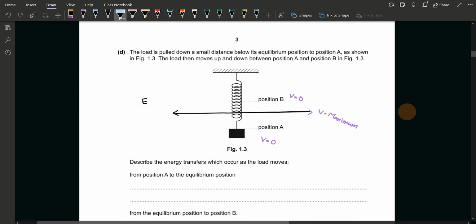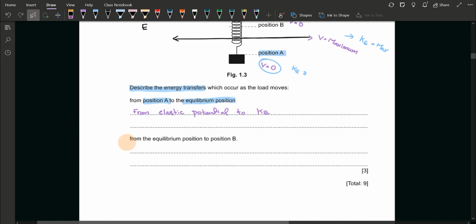So the question says describe the energy transfers which occur as the load moves from position A to equilibrium position. At position A there is zero velocity, that means kinetic energy is zero, and at position E the kinetic energy is max. So what occurs during these positions? We can write down here that from elastic potential to kinetic energy, and for the second part we can write the same thing, which is going to be opposite.